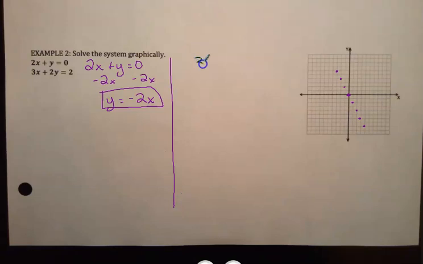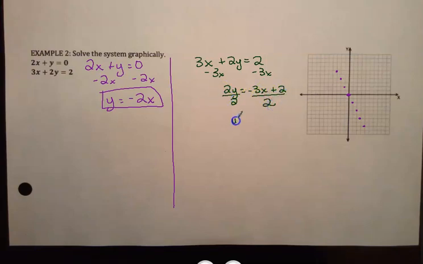My other equation is 3x plus 2y equals 2, pardon me. So we're going to subtract 3x. We get 2y equals negative 3x plus 2. Divide by 2. y equals negative 3 over 2 x plus 1, because 2 divided by 2 is 1. So here's my equation for that one.